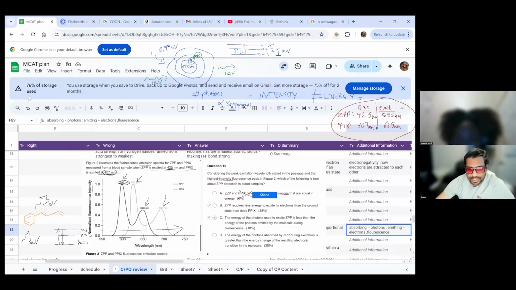Let's try C. The energy of the photon used to excite ZPP is less than the energy of the photons emitted by the molecule during fluorescence. So the ZPP excited is 425, but the emission is 595, which is less. So C can't be true, right?